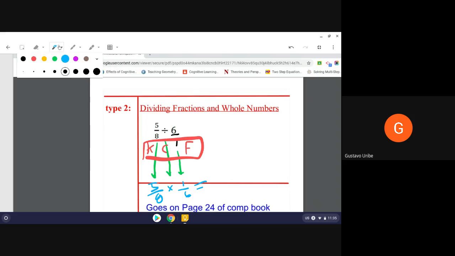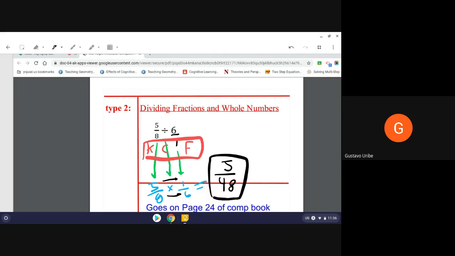Now I can go ahead and multiply straight across and then simplify, or see if anything cross cancels. So 1 and 8, only factor is 1. 5 and 6, again, only factor. The GCF is 1. So let's just go ahead and multiply straight across. 1 by 5 gives me 5 over 8 times 6 is 48. So your final product here would be 5 over 48.